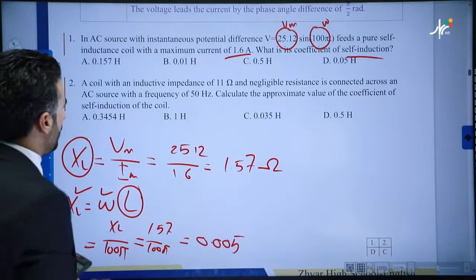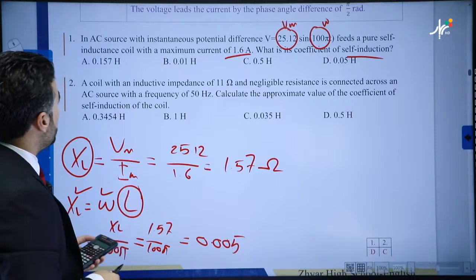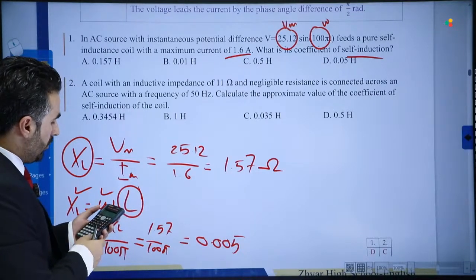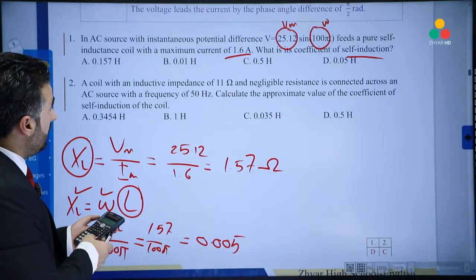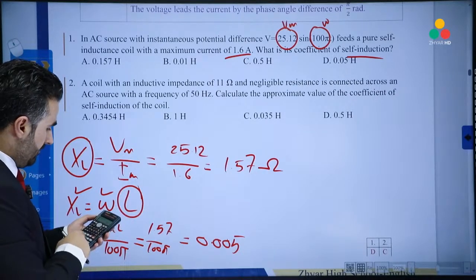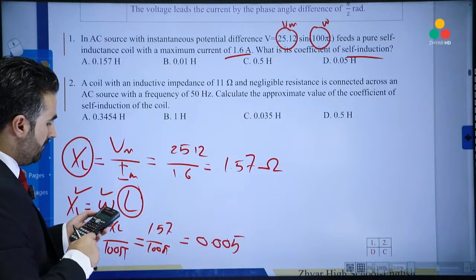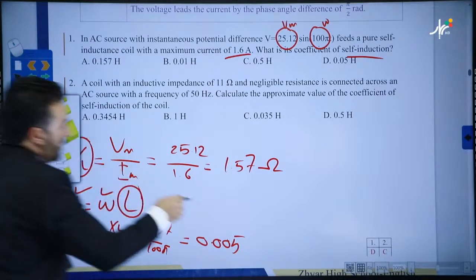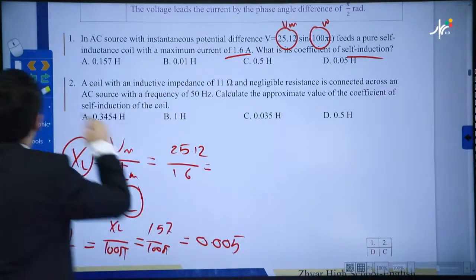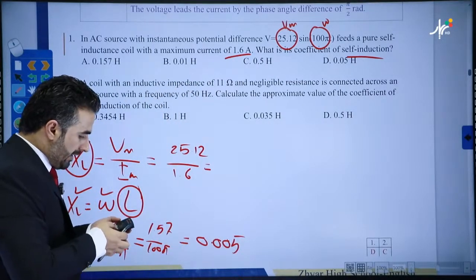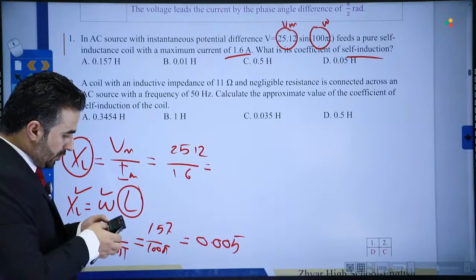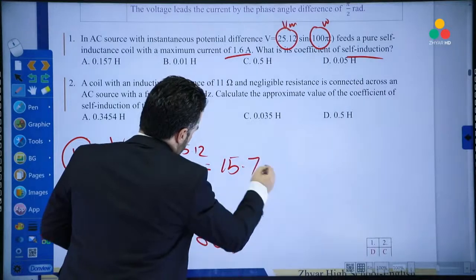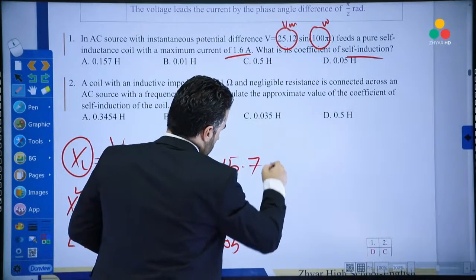Let me redo 25.12, because we didn't have that one here. So 25.12 divided by 1.6 is going to be 15.7. This is perhaps what I've done wrong. So 15.7. Guys, always check with your calculator. So it is going to be 15.7. That is what I've done wrong here. 15.7, this is in ohms.